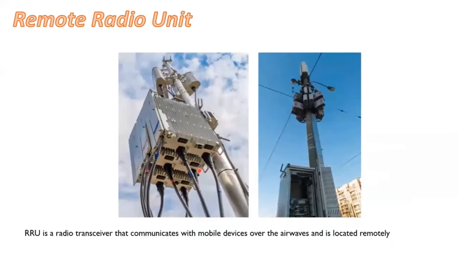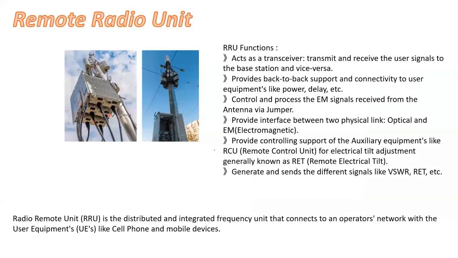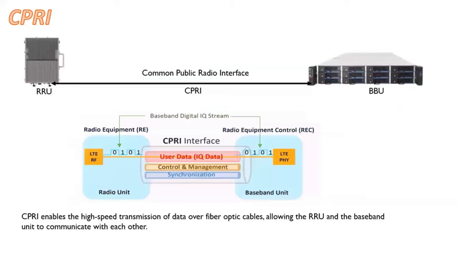And then we have the remote radio unit. This is how the RU looks if you have not seen it before. The main function of the RU is that it acts as a transceiver, transmitting and receiving the user signals to the base station and vice versa. And then we have CPRI, C-P-R-I. This is called the Common Public Radio Interface. It enables high speed transmission of data over a fiber optic cable. It allows the RRU and the BBU connection.